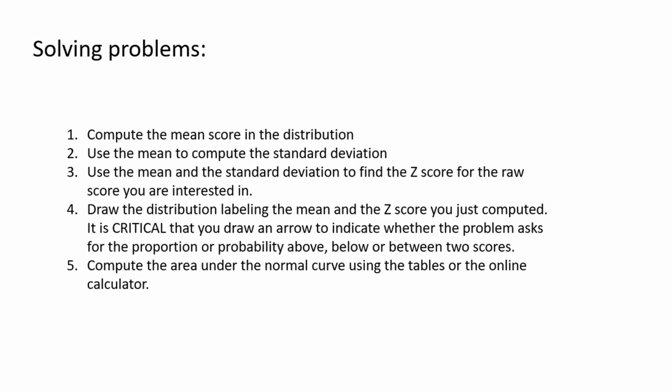With that mean and standard deviation, as I just said, you're going to compute a z-score. Now, this is very important. Draw the distribution labeling the mean and the z-score you just computed, and draw a set of arrows to show what part of the distribution you're interested in. What is the area under the curve that you're going to be looking at, that you're going to be trying to find on the table? And then look up the area under the normal distribution, using the tables or one of the calculators.